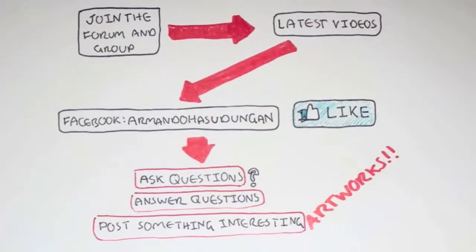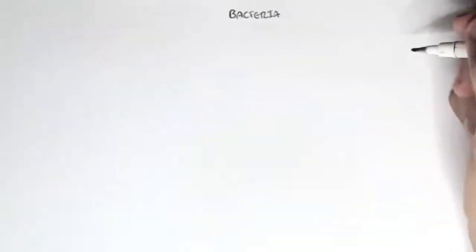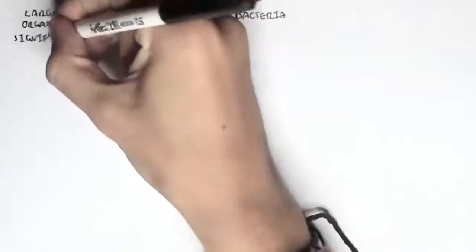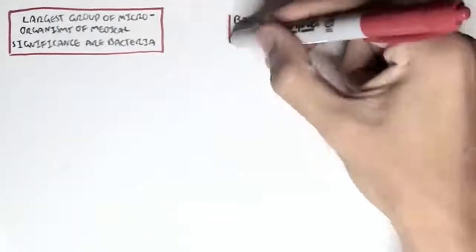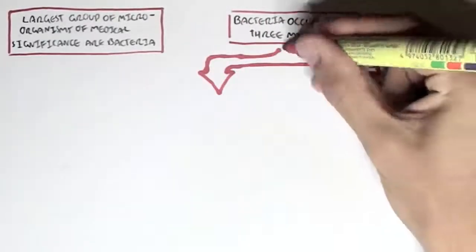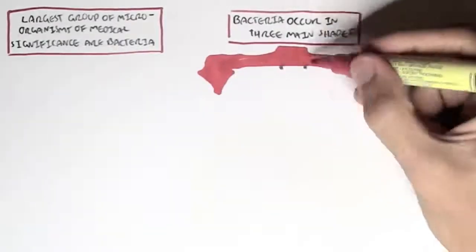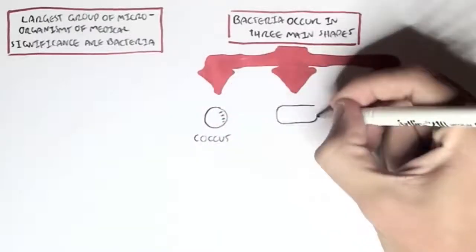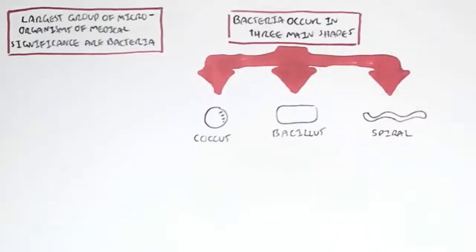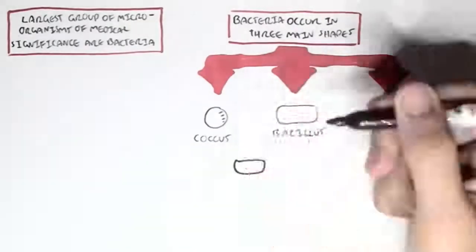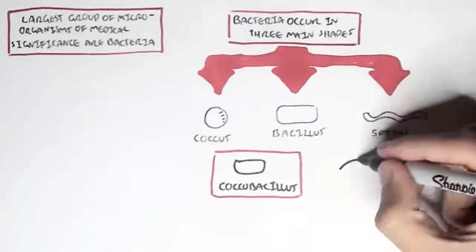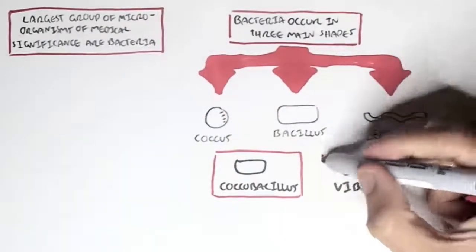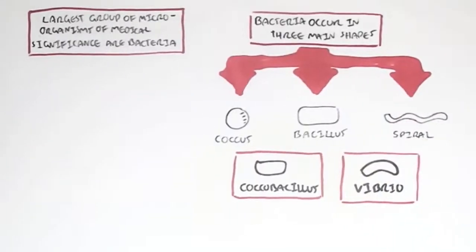In this video, we're going to talk about bacteria, and we're just going to look at the structure specifically. So, bacteria. Bacteria are the largest group of microorganisms of medical significance. That's pretty important to know because they are literally everywhere. Bacteria occur in three main shapes: a coccus, a circular or spherical shape, a bacillus, which is rod-shaped, and a spiral. There are also other shapes bacteria can take, such as a coccobacillus, which is in between a coccus and a bacillus. And bacteria can also take the shape of what's called a vibrio, which is in between a spiral and a bacillus. It's sort of got a bend to it.